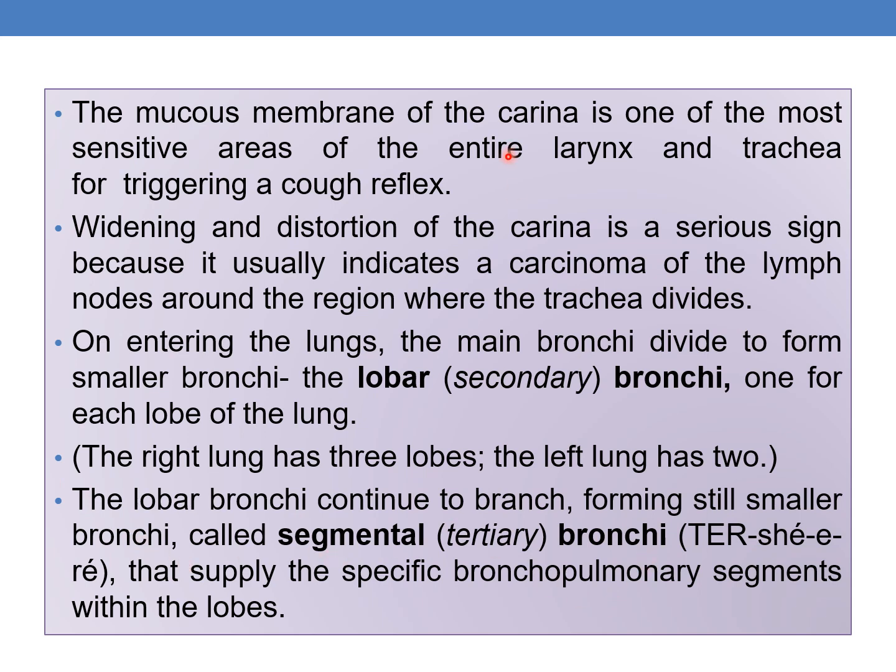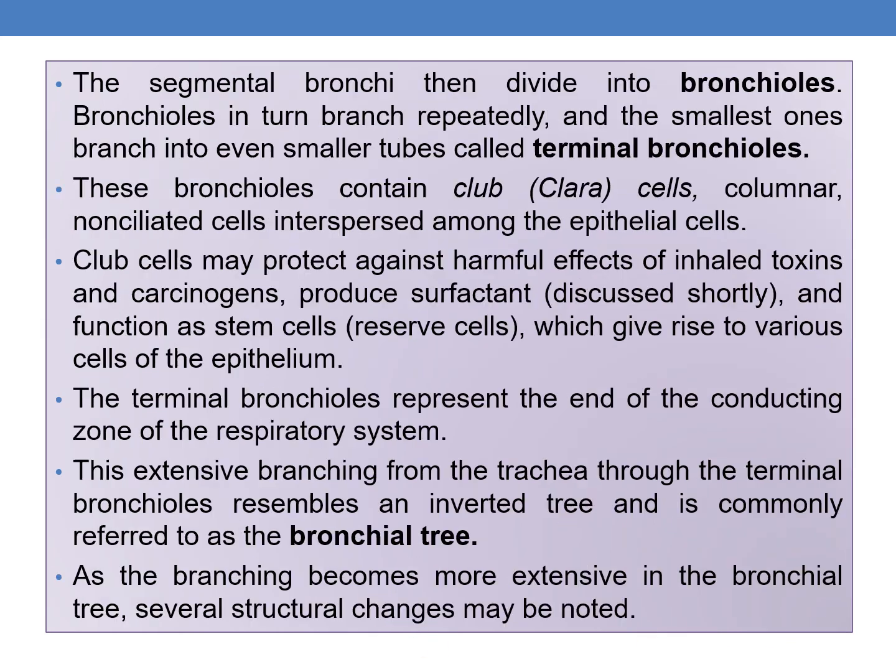First the main primary bronchus, then lobar bronchi, then segmental bronchi that supply the specific bronchopulmonary segments within the lobes. The segmental bronchi then divide into bronchioles. The bronchioles in turn branch repeatedly, and the smallest ones branch into even smaller tubes called terminal bronchioles.